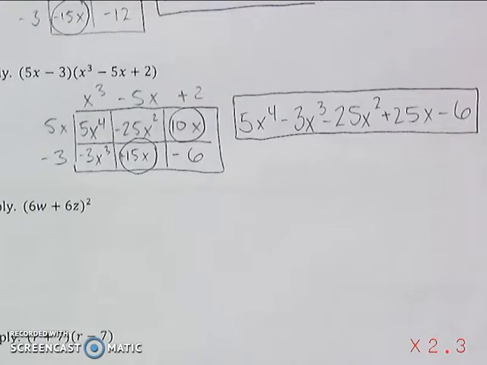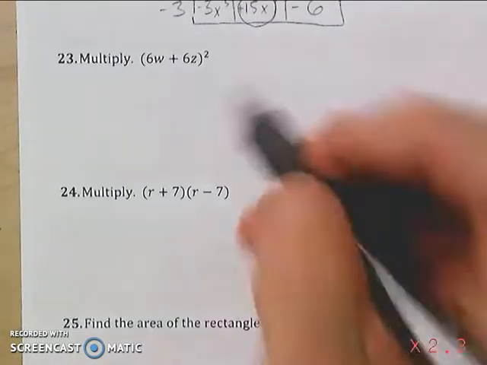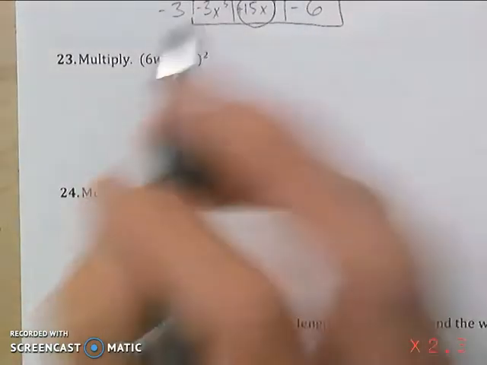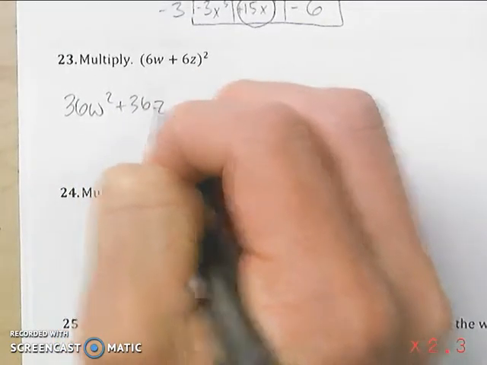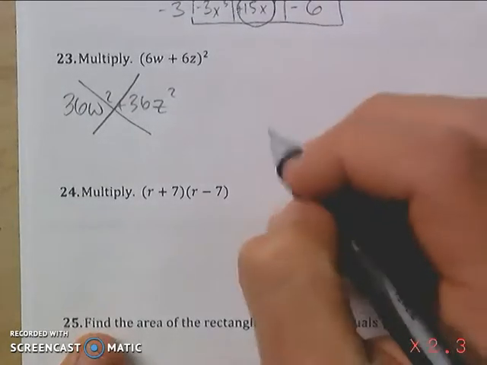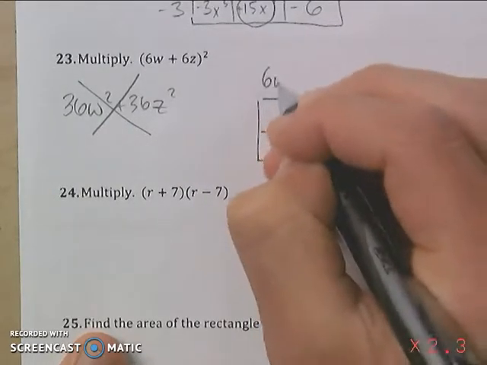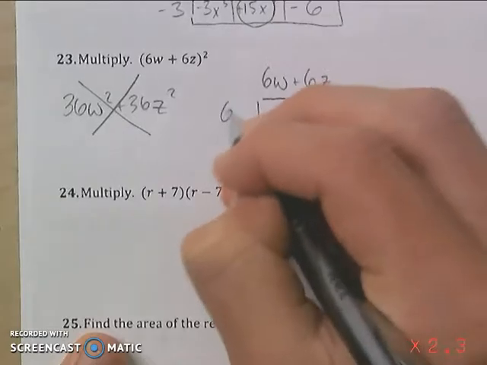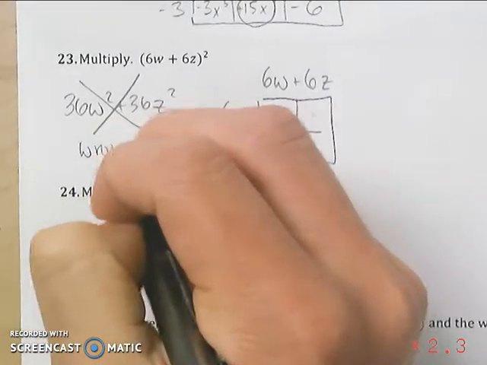All right, our next one is another multiplying. We're going to go ahead and use box method here as well on 23. So the only difference is it's squared. A lot of students want to distribute the square to each term. That is wrong. I see kids that would write this as an answer. Okay? That's wrong. Don't do that. That's not how we do this. We have to set up the box method. Always box method. The only difference here is we're just going to get 6w and 6z for both spots. And we're going to multiply. So if you know this one's wrong, don't do that.